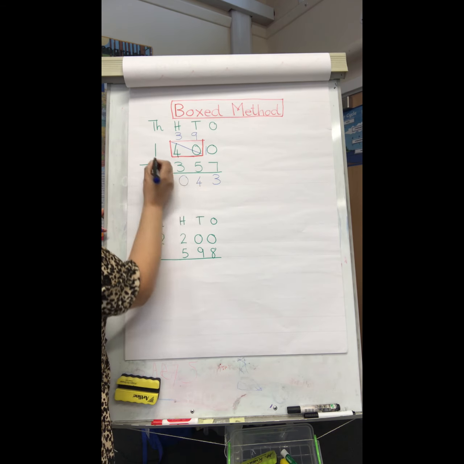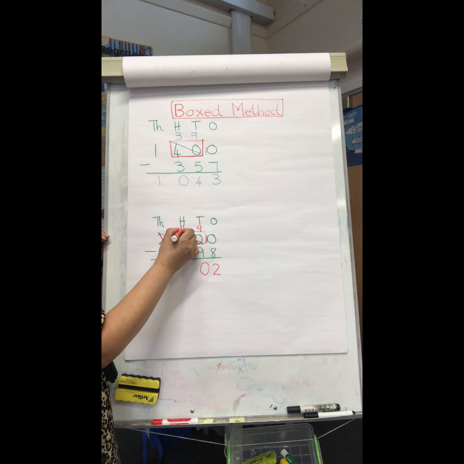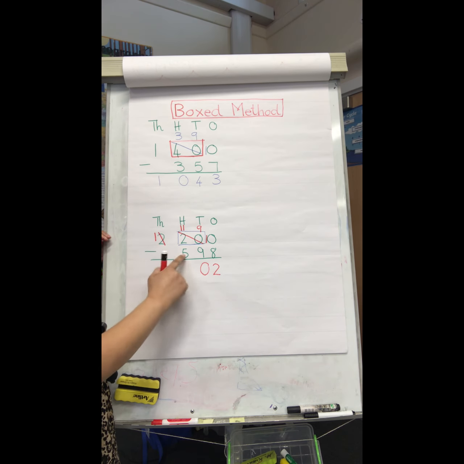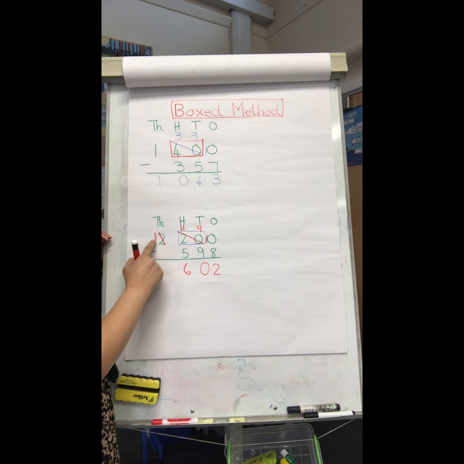1 take away 5. Oops, I cannot do that. I need to borrow from my next column, which is my thousands column. So I'm going to take 1 away from my 2000s. I'll put it there. And I'm left with 1 here. So 11 take away 5 is 6. 1 take away nothing is 1.